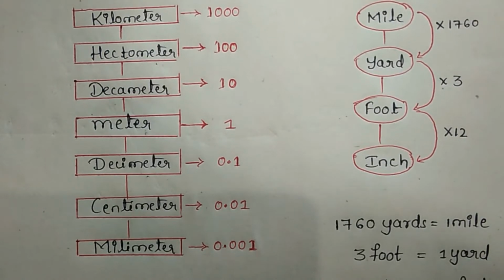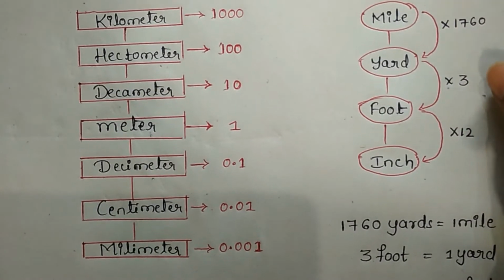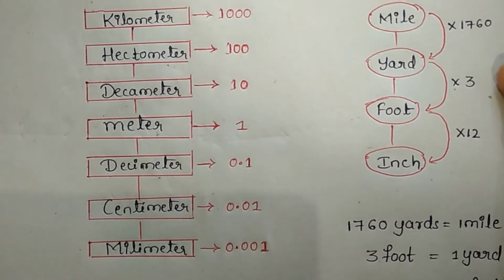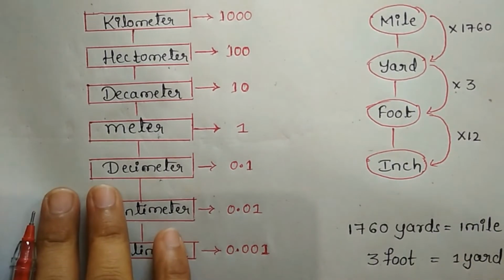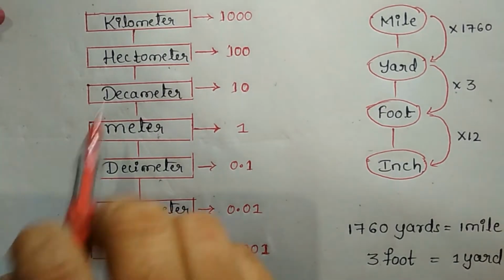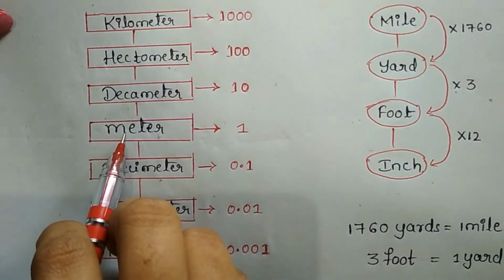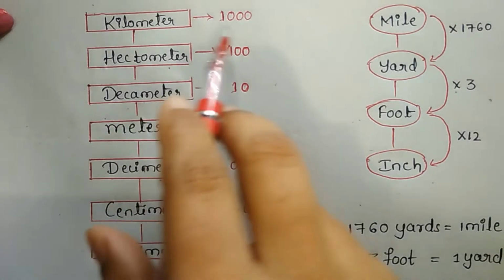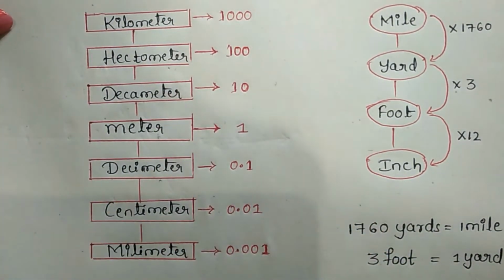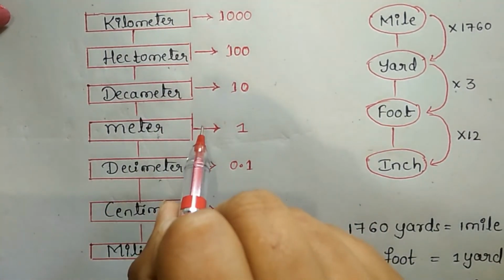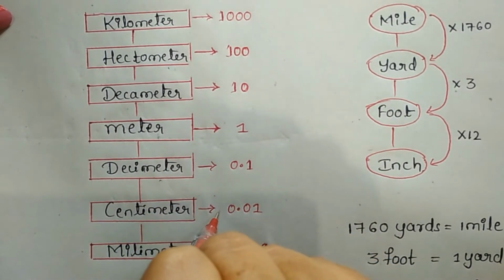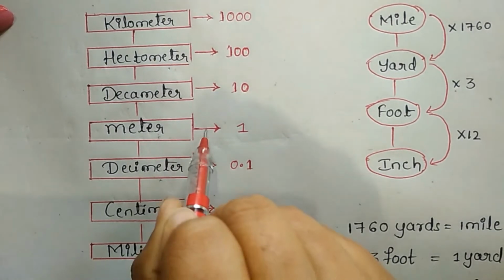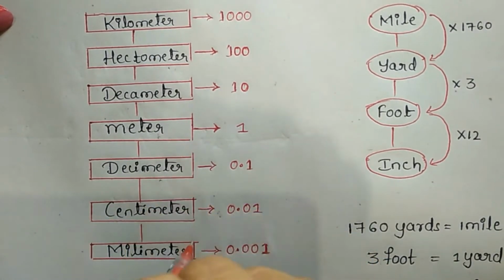If you want to study in more detail, if possible I'll prepare one more video on these measurements, but don't worry. For your understanding, I have taken the chart. What is the relation between kilometer, meter and centimeter? You can come to know with this chart. You can tell that 100 centimeters is equal to 1 meter by this chart.